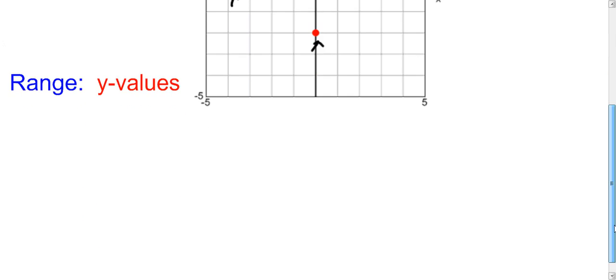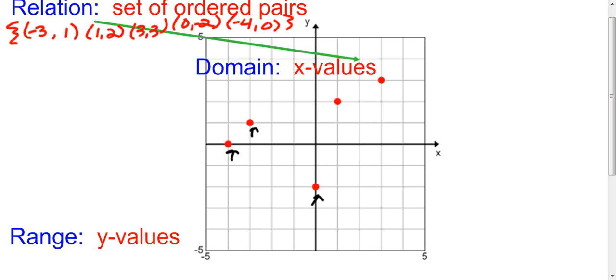Your domain then is simply your x values. So in this case, your domain goes like this, and I'm going to list these in order from smallest to largest. My smallest x value that I see is -4, and then I have -3, and 0, and 1, and 3. That would be my domain.